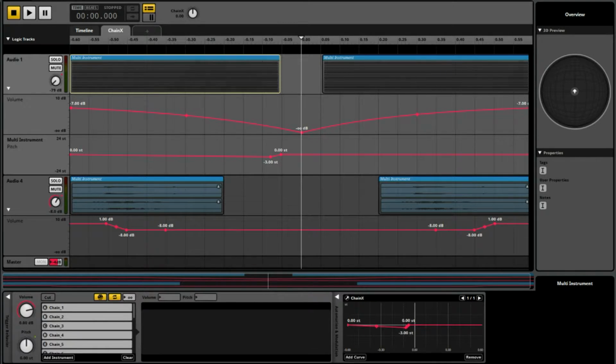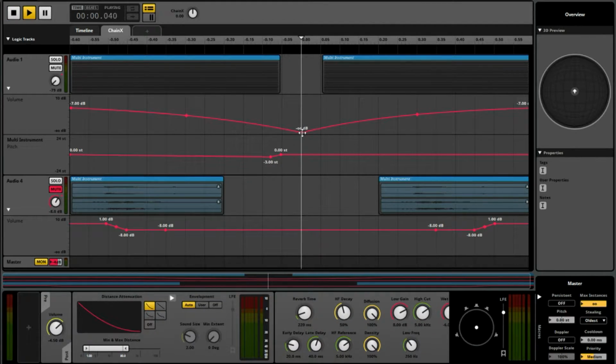But I digress. The volume acts the same way. It's automated to increase when it reaches either end of the parameter, but decreases to infinity when it reaches 0, the middle of the parameter, when the chandelier isn't moving.